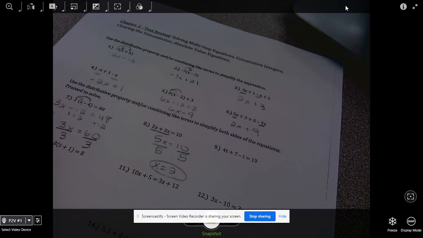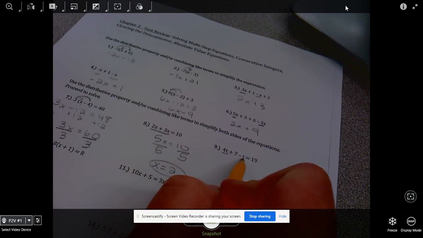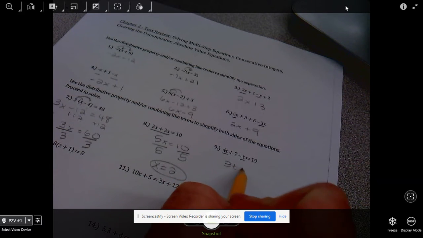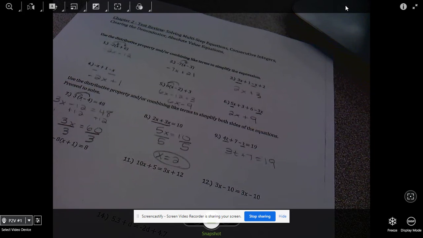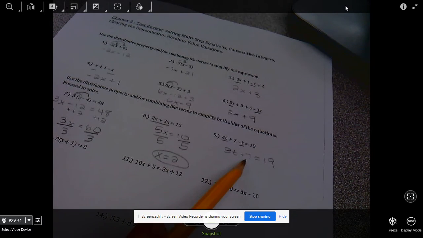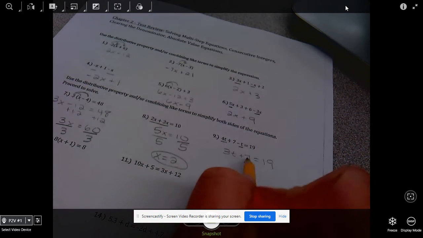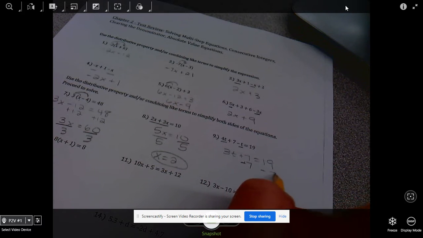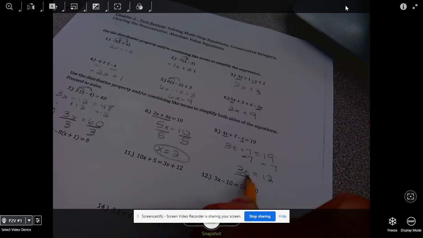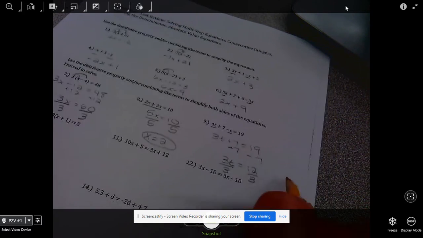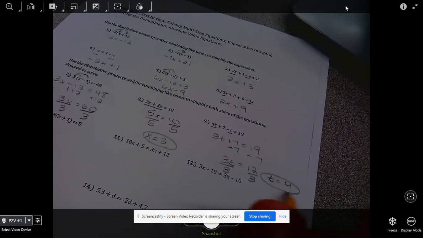Number 9, we must simplify before we solve. So 4t minus a t is a 3t plus 7. In order to get t by itself, we have to remove 7 and remove 3. So the inverse of addition is subtraction. The inverse of multiplication is division. t is 4.